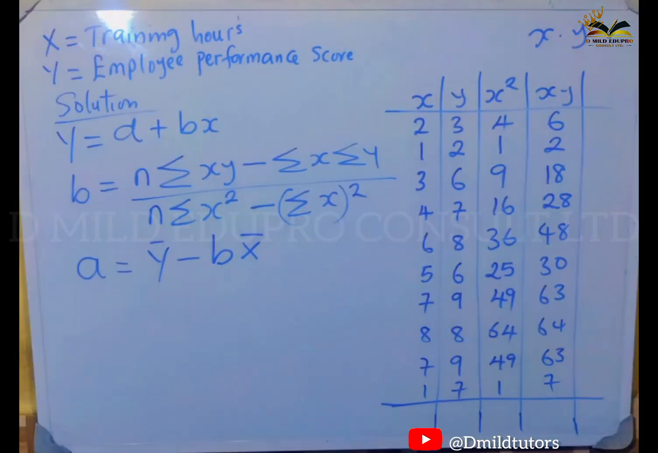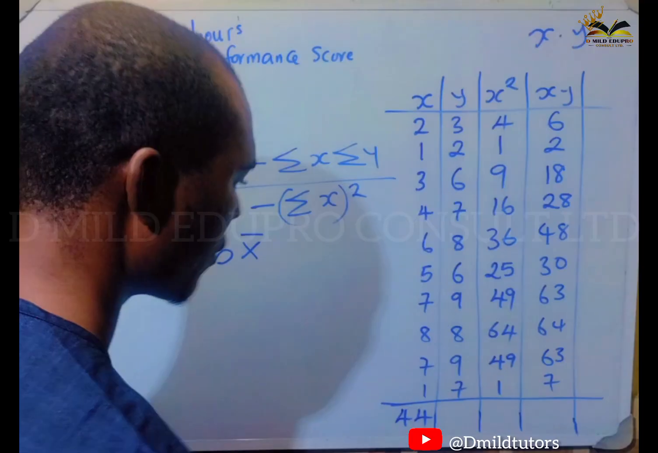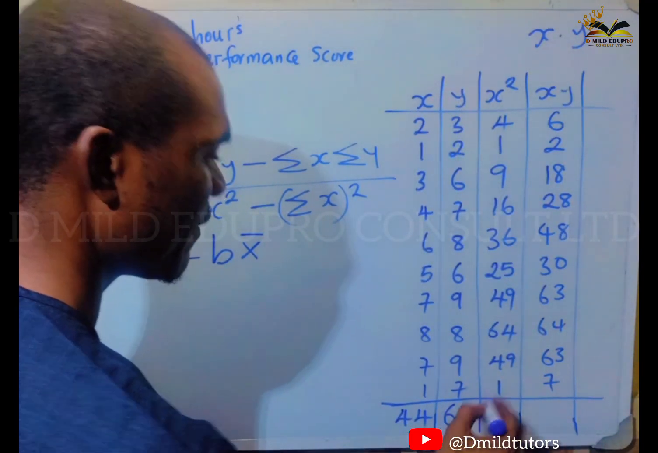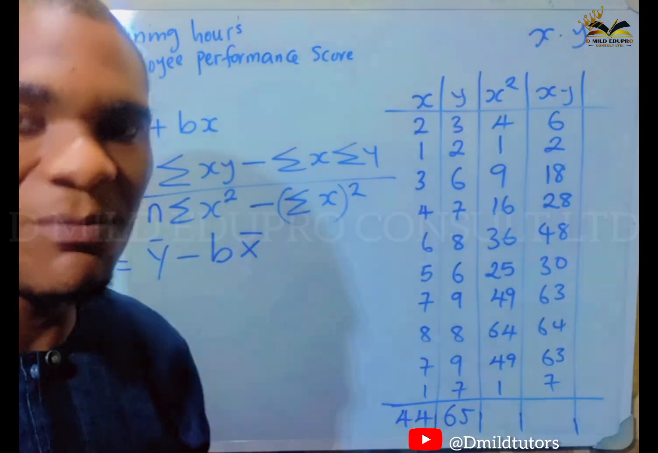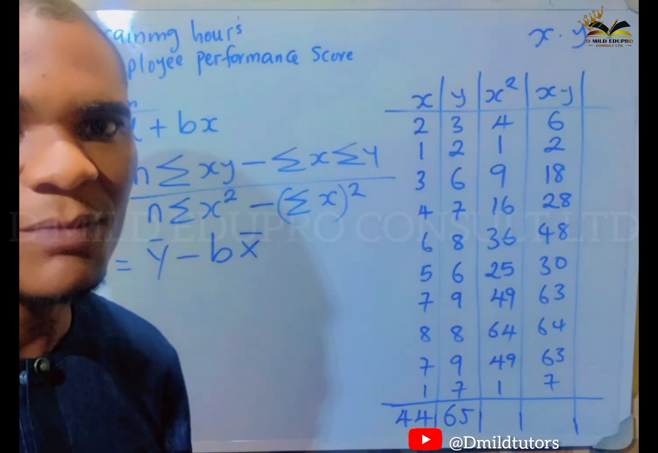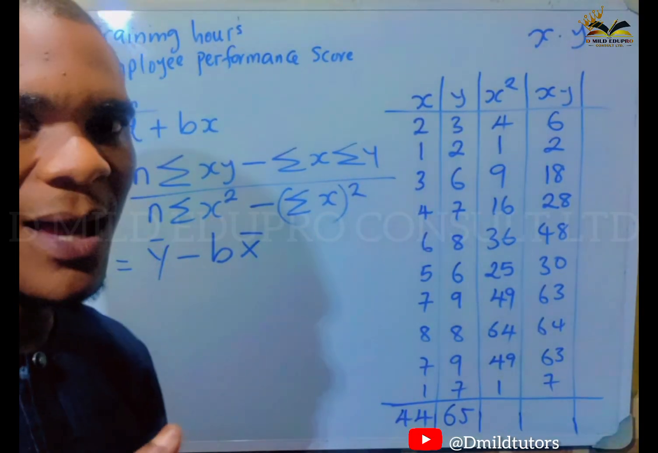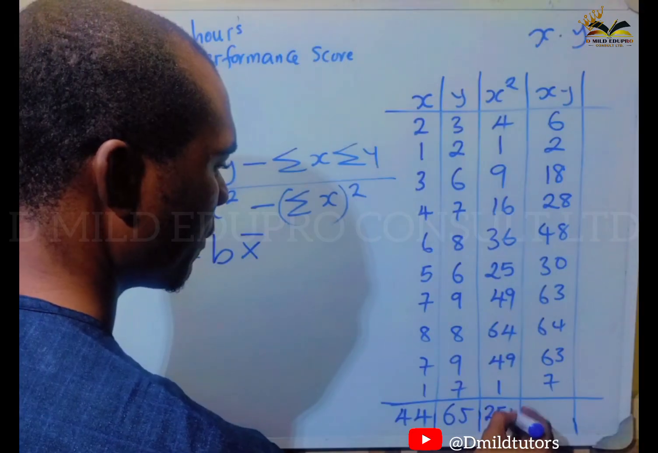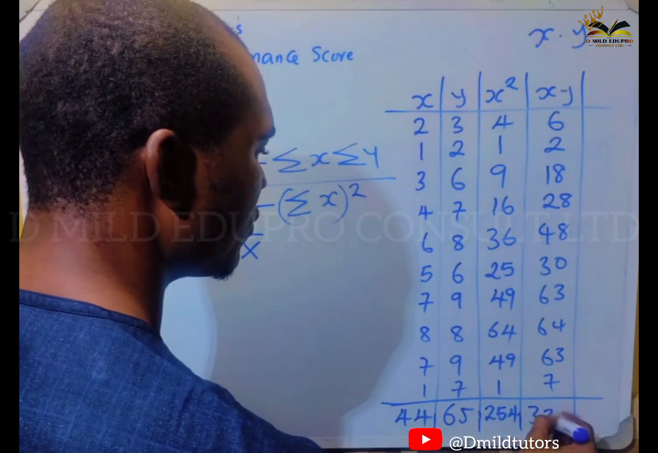Is that okay? The sum of all this, if you add it up, is 44. If you also add up all this, you have 65. Please make sure you follow it. Use your calculator, punch it, and make sure you arrive at it. As you are watching, you punch, you get it. If you sum all this, I think this will give you 254. So the sum of all this also will give you 329.